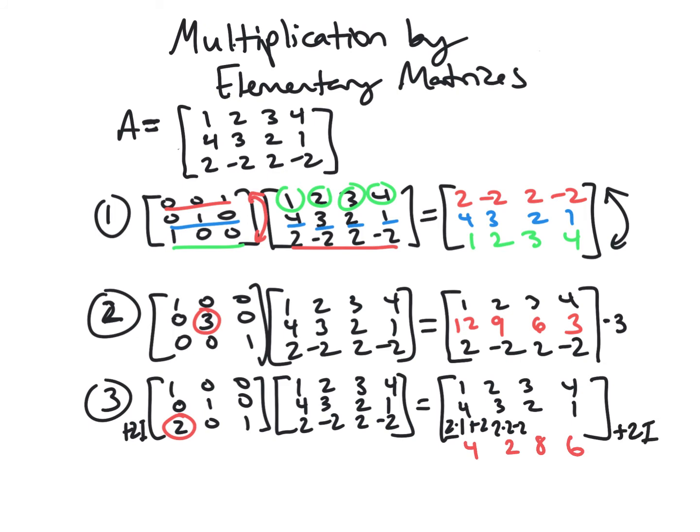So basically, whatever you do to the identity matrix, when you multiply it on the left by another thing, that's actually what you're doing to that thing. So this is another reason you can think of them as elementary matrices. They are actually performing row operations, our elementary row operations, when you multiply on the left by them.